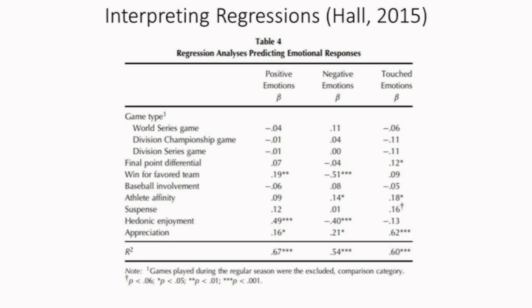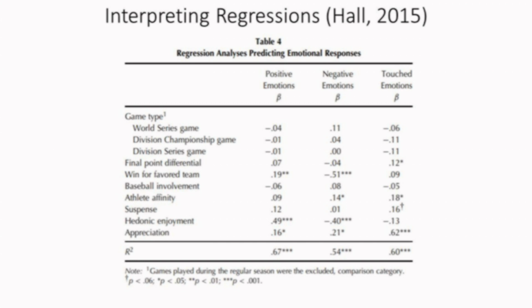If we go to the second column, we can see here for negative emotions, win for favorite team has an indirect relationship. Anything with a negative means there's an indirect relationship. So we can see that the worse your team does, the more inclined you are to have negative emotions. The worse your favored team does, if your favorite team loses, you are inclined to have high negative emotions. That's why there's a negative sign there.